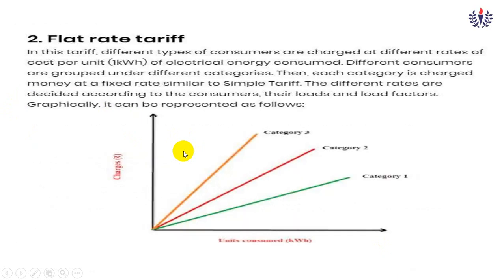The next one we are going to see is the flat rate tariff. In this tariff, different types of consumers are charged at different rates per unit cost of energy consumed. Different types of consumers are grouped under different categories, and each category has a fixed rate, similar to the simple tariff.